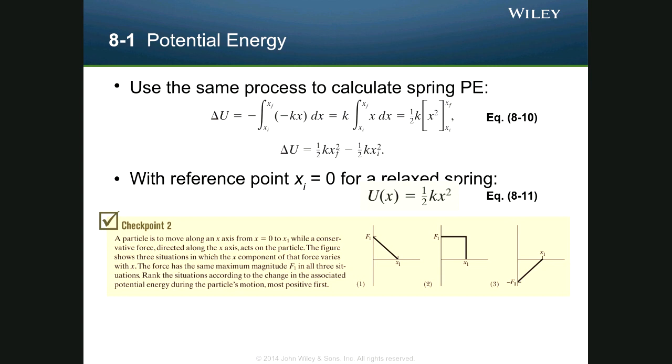We saw that we have gravitational potential energy, which if we have a reference point of the floor equals mgh, right? And from the equilibrium position for a spring, we have that the potential energy stored in a spring is 1/2 kx squared.